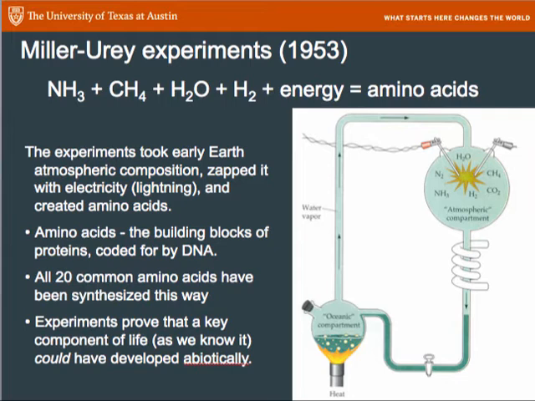You also need to create a cell membrane, and it turns out that that's pretty easy too. Fatty acids are very easily synthesized from the ingredients in the early ocean, and they spontaneously join up together to form membranes. So what did Miller and Urey do?